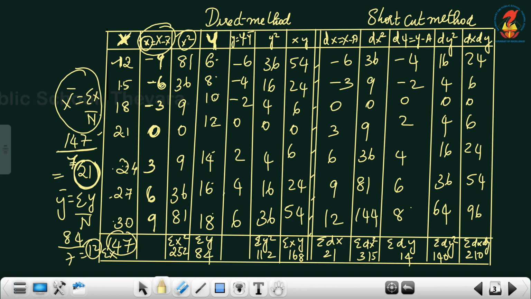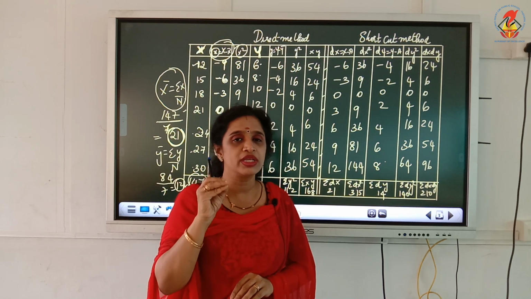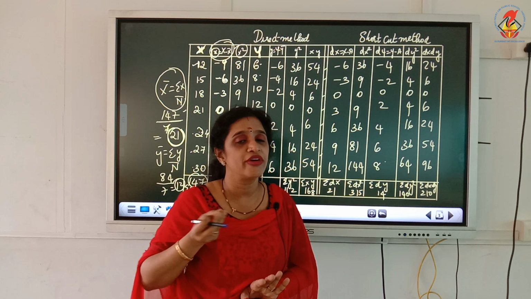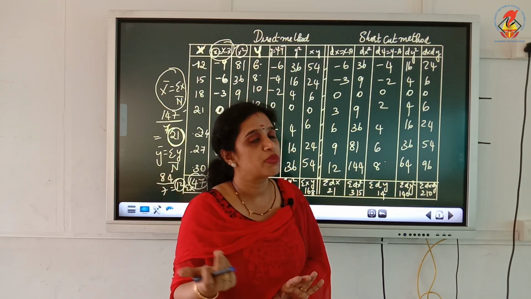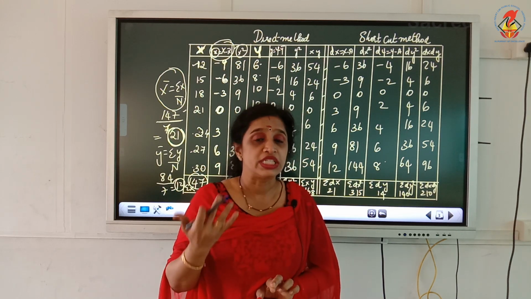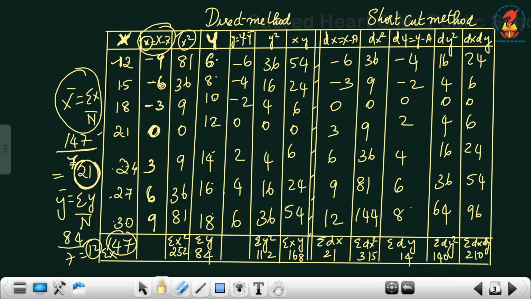Now, how will you find the small y? Small y is found from the big Y. Small y is equal to big Y minus y bar. Y bar is found the same way as x bar. X bar is equal to sigma x by n. Therefore, y bar is also equal to sigma y by n. What is sigma y? You have to total all these values. Your sigma y is 84. 84 divided by the total number of observations, 7. Therefore, 84 by 7 you will get 12.